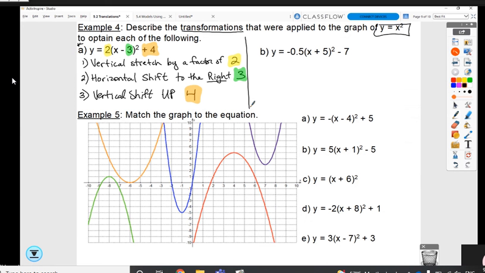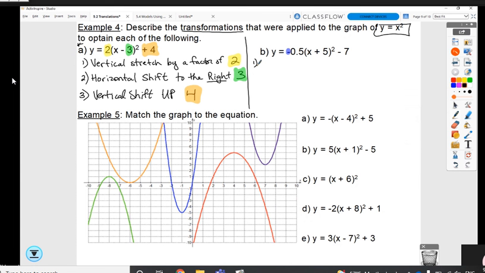Not too shabby, no? Pretty good. Now, here we are. Y equals negative 0.5 times (x plus 5) squared minus 7. Whoa. The first thing that we're going to talk about here is just the little negative right there. That little negative. What does that negative do to y equals x squared? What can we say?